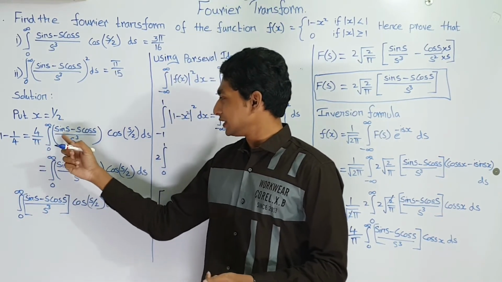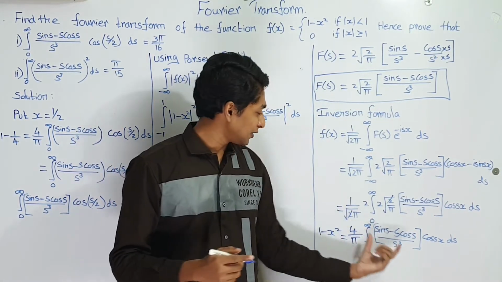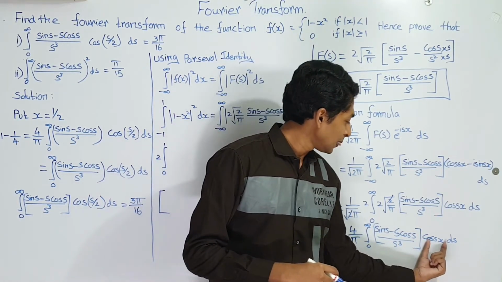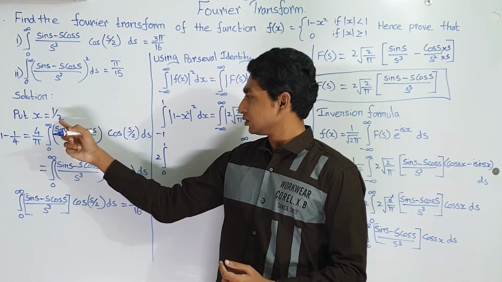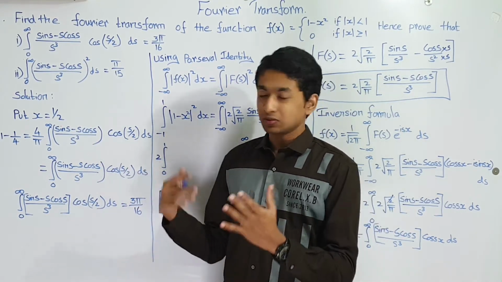So it is the same; the same thing is here. Only the cos is the difference. So here we have cos x, and instead of x we put 1 divided by 2. So we get cos of x divided by 2 and dx. Okay, now we have proved the left hand side.